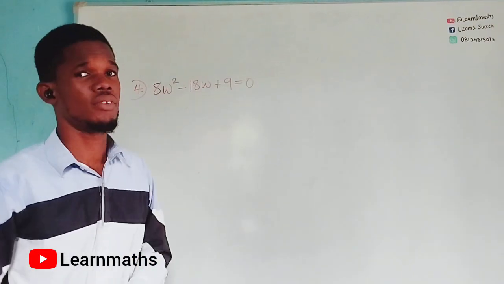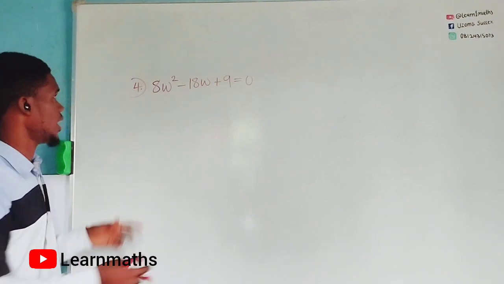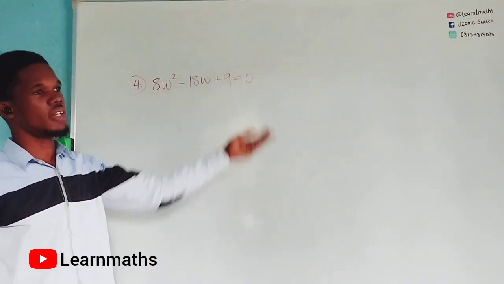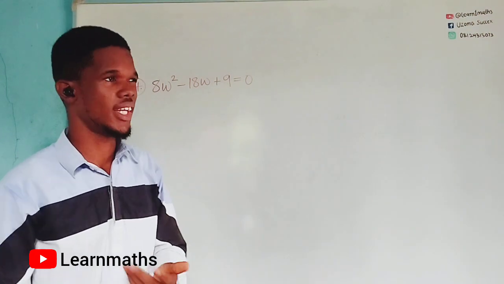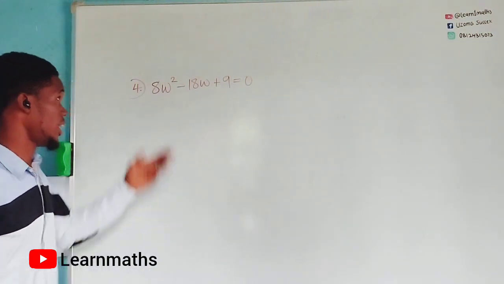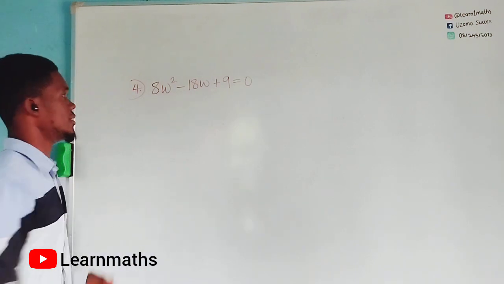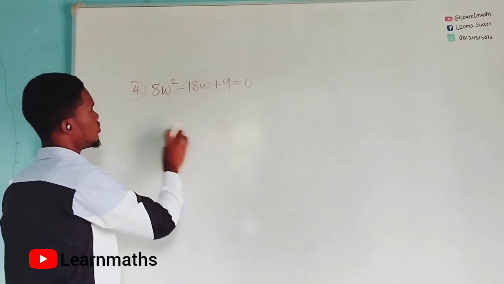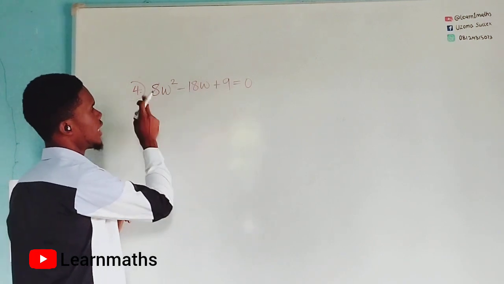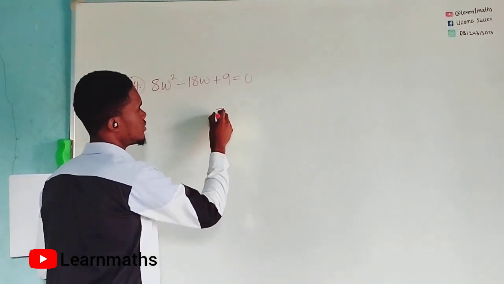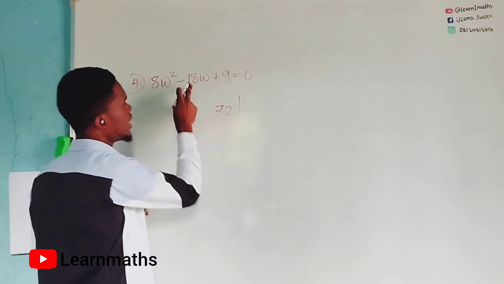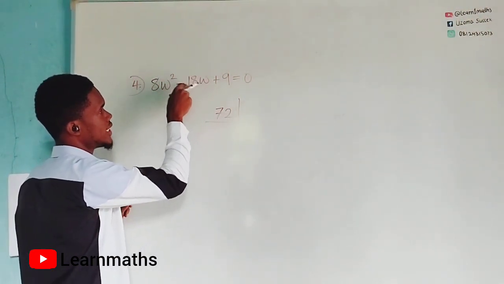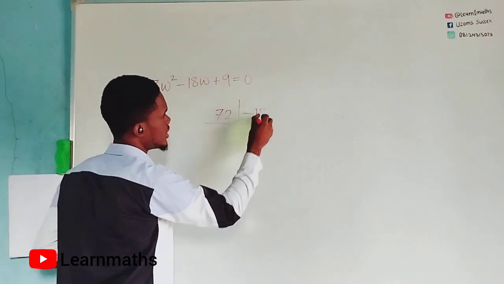Right, so to the fourth question, finally, we have 8w squared minus 18w plus 9 equal to 0. The variable here now is w, not x, not y, but it's the same procedure. So let's see. We multiply the last term here with the first term, right? 9 times 8, which is 72, right? Then the middle term, the coefficient of w, the value for b there is minus 18.